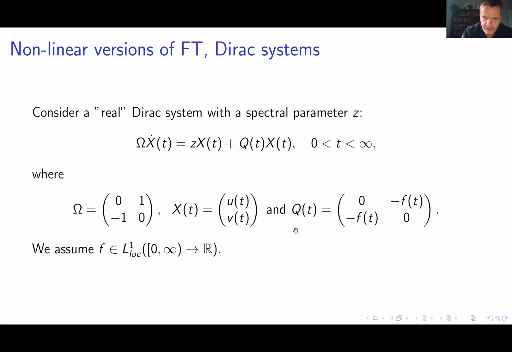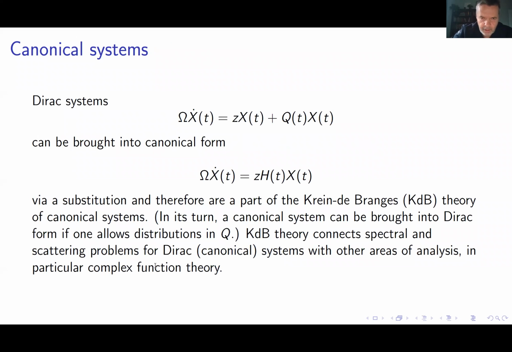So we are considering a real Dirac system. As usual, f is assumed to be locally summable. We consider our equation on the half line from 0 to infinity. And as I already mentioned, any such Dirac system can be reduced to the canonical form with the substitution.